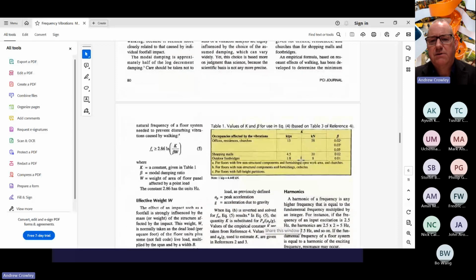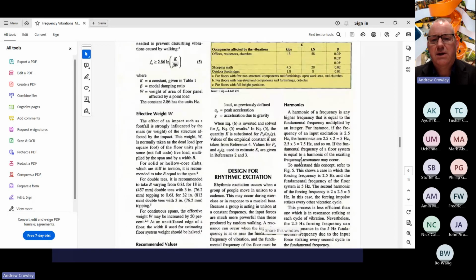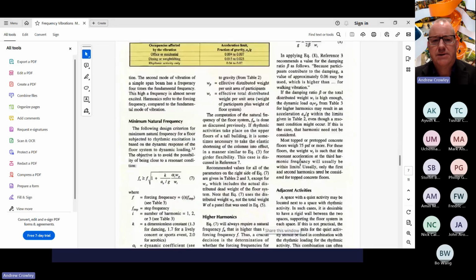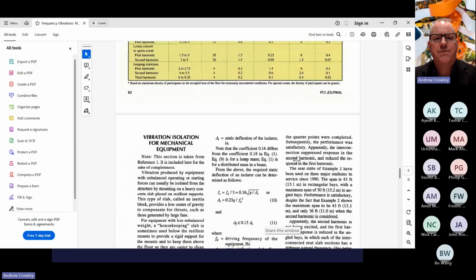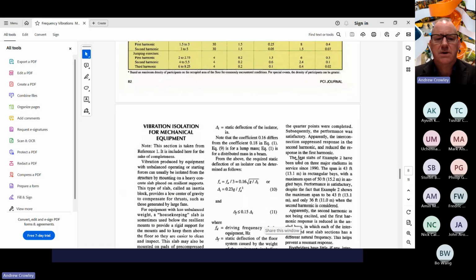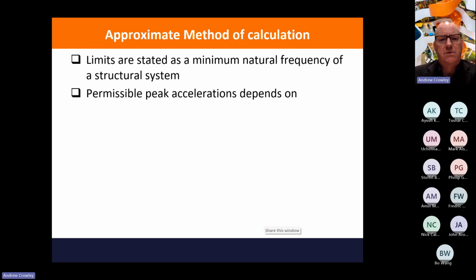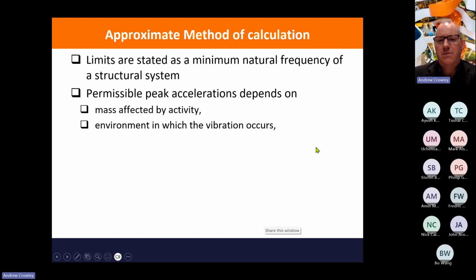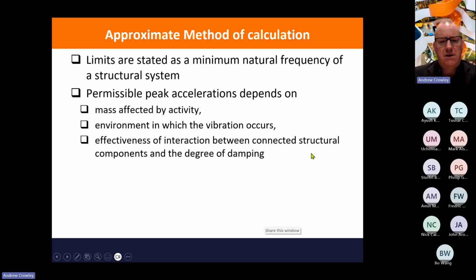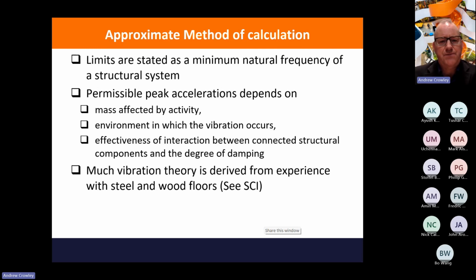He then goes on to describe the calculations for walking and dancing, but also the third category of vibration in mechanical equipment. So it's an approximate method of calculation. And so the limits of frequency are stated as minimum natural frequency of a structural system. And so we look at the permissible peak accelerations, and these depend upon the mass affected by the activity, the environment in which the vibration occurs, the effectiveness of interaction between these connected structural components, and the degree of damping.